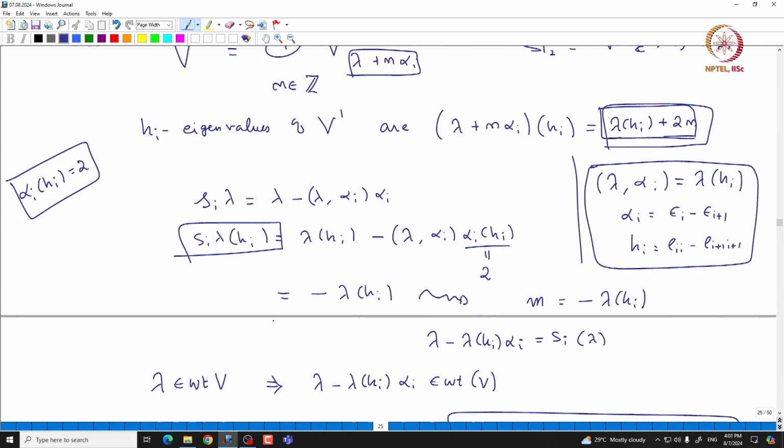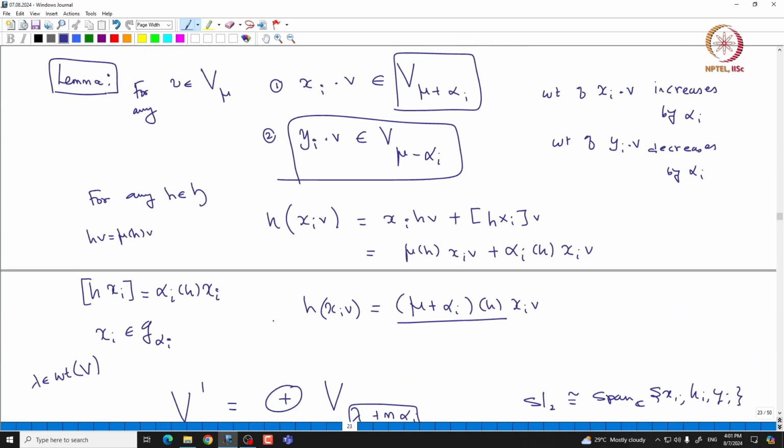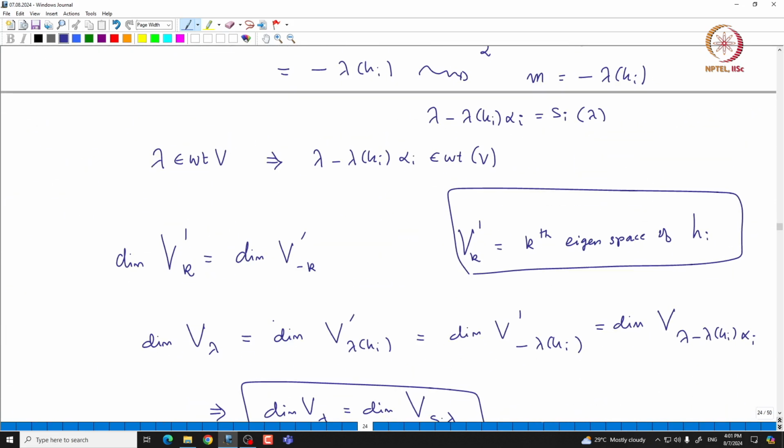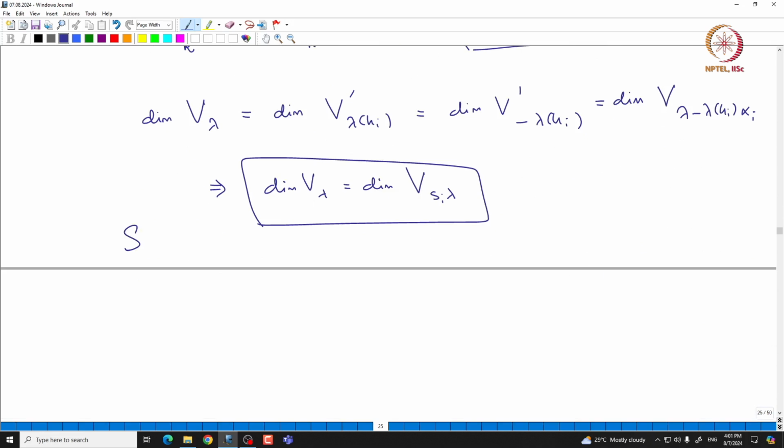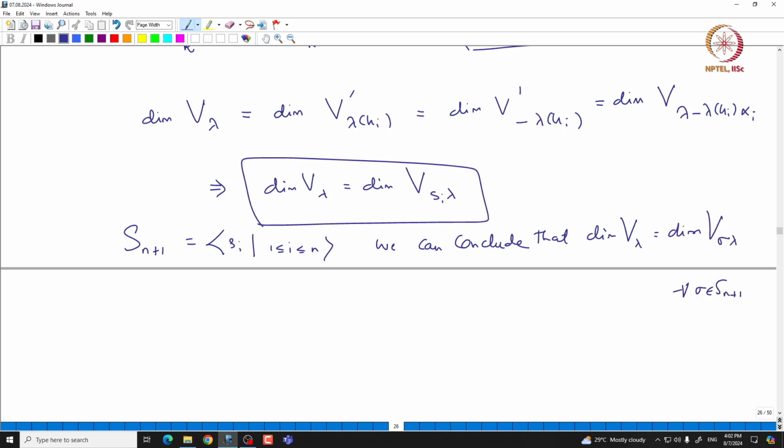So, now we conclude the general result by observing that these Si actually generate W or Sn plus 1. Okay. So, since Sn plus 1 is indeed generated by these Si's, we can conclude that the dimension of V lambda is the same as the dimension of V sigma lambda for all sigma in Sn plus 1.